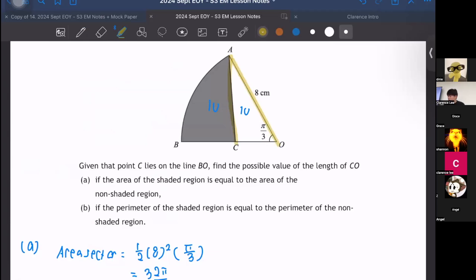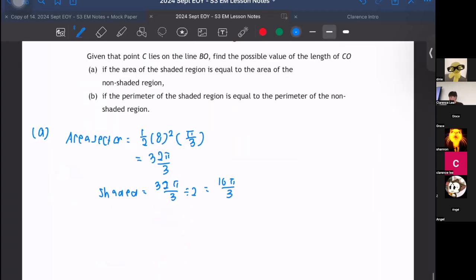Okay? So if it's in the shape of a triangle, technically you can find the area of this triangle by using your half ab sine C. So it's half times 8 times OC times sine pi over 3. Remember, now you are in radian mode, so the calculator must be changed to radian mode. If not, you can leave it in exact form if you remember your special angles.